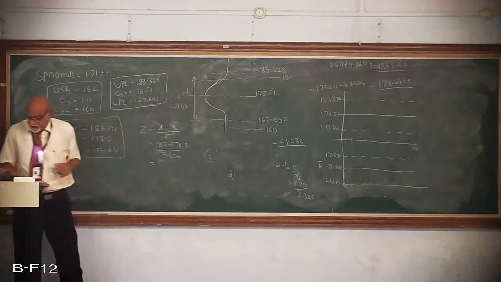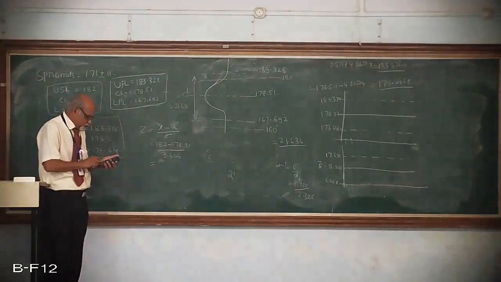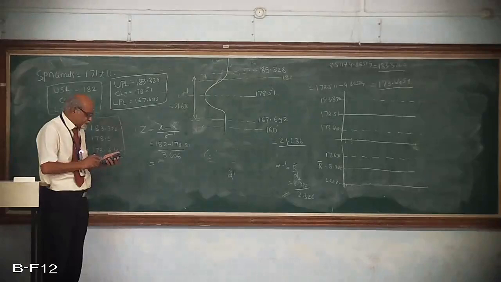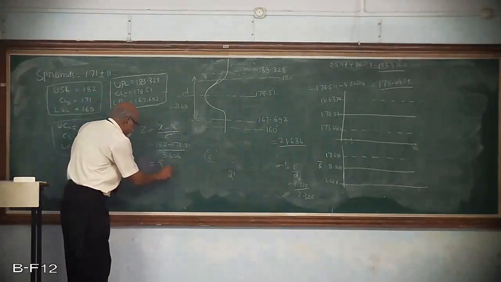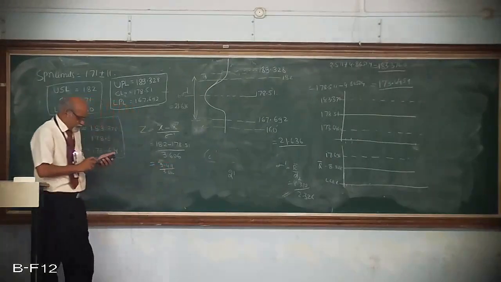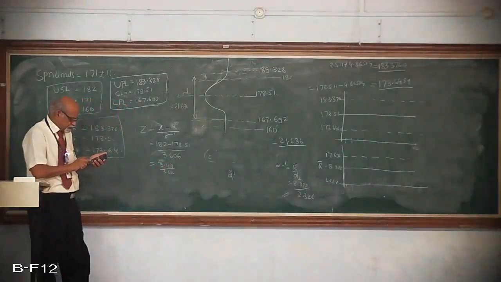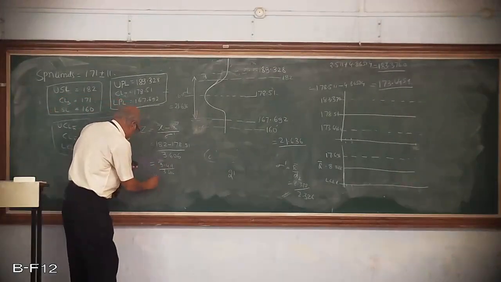So now 182 minus 178.51 is equal to 3.49, divided by 3.606. This equals 0.967.